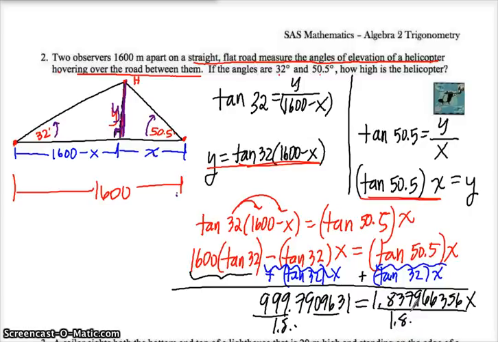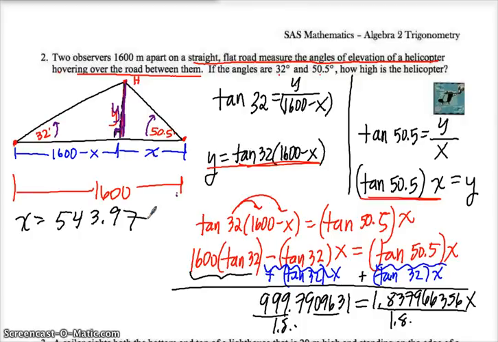So I do 999.790, blah, blah, blah, and I get somewhere around 543.97, somewhere around there. But remember, we didn't want x, we want y.